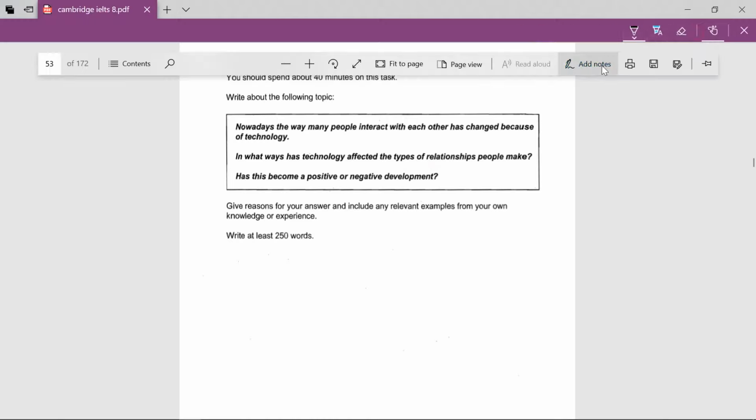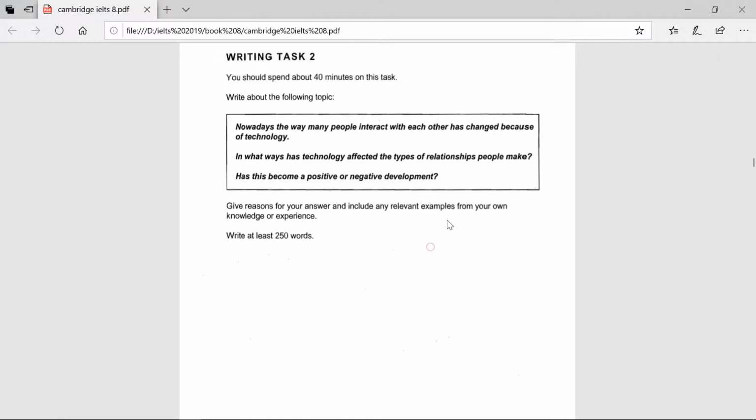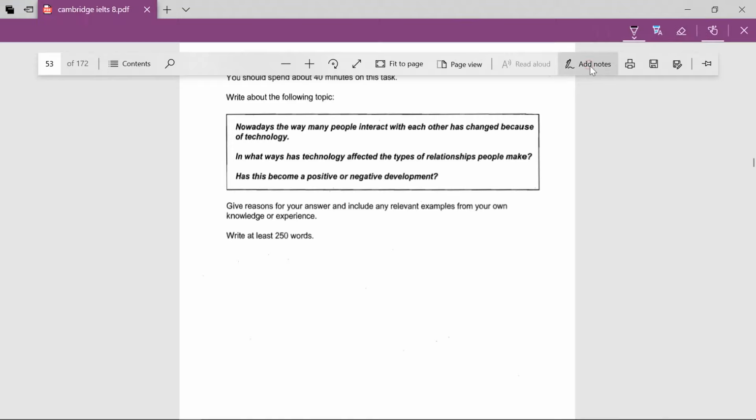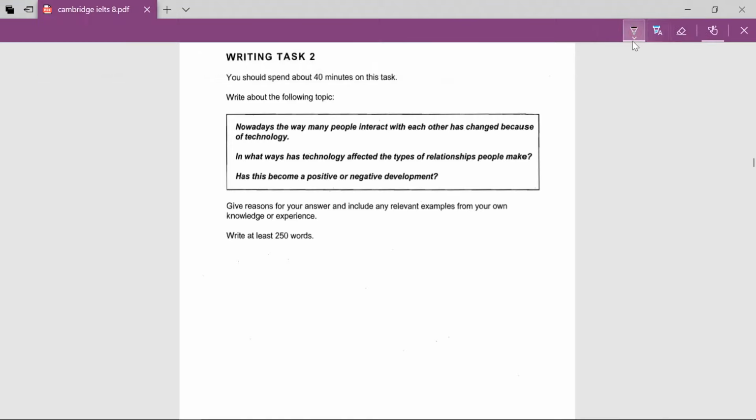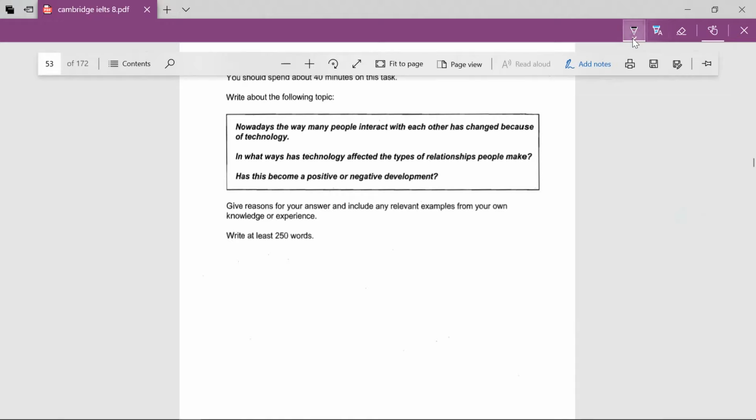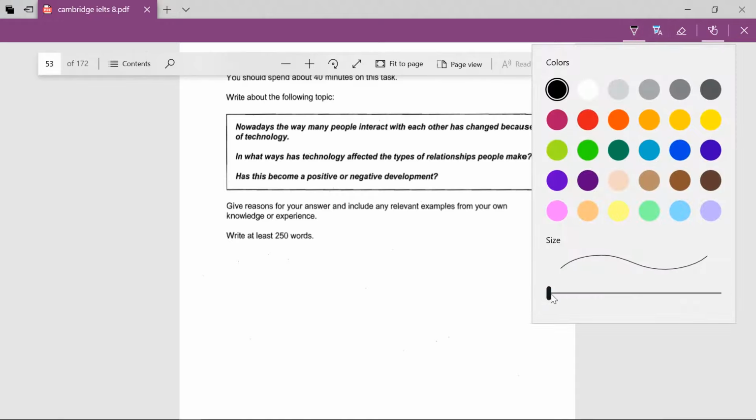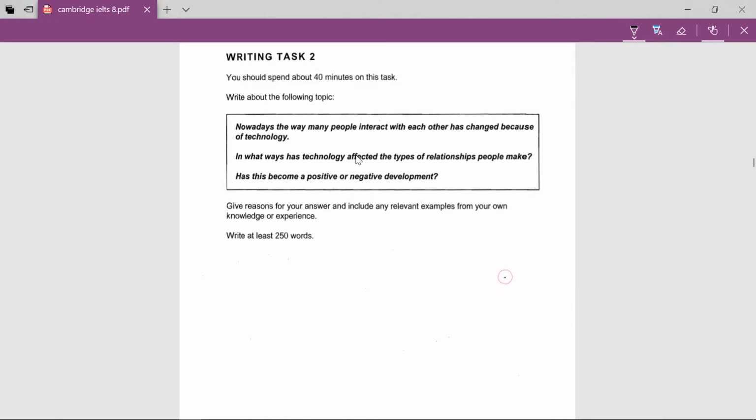Okay, so a few key things to note as far as this question is concerned. Has this become a positive or a negative development? Which means I have to say whether it is positive or negative. I have to take one side and defend it. So I have to talk about one side only. Has this become a positive or a negative development?